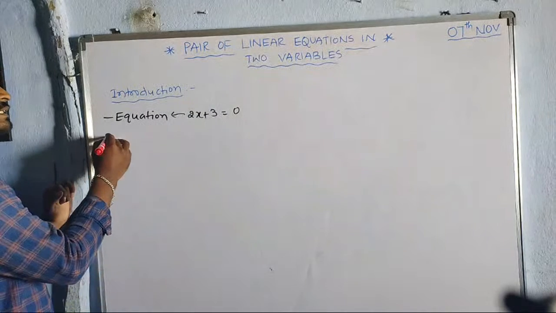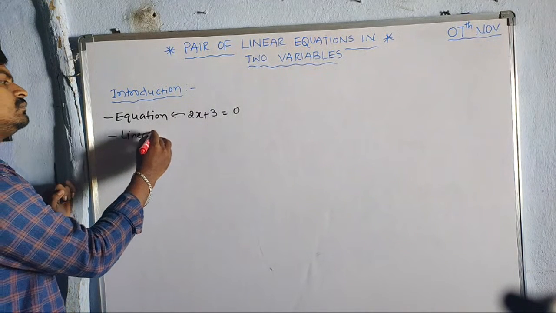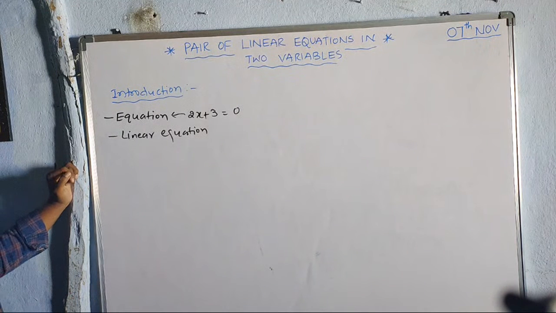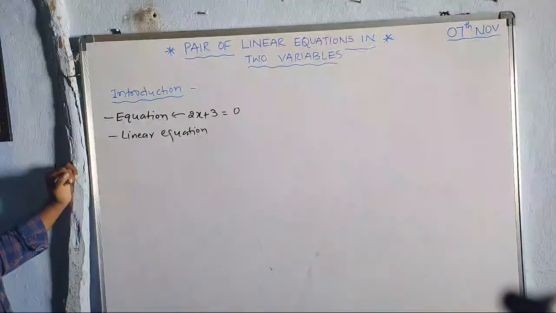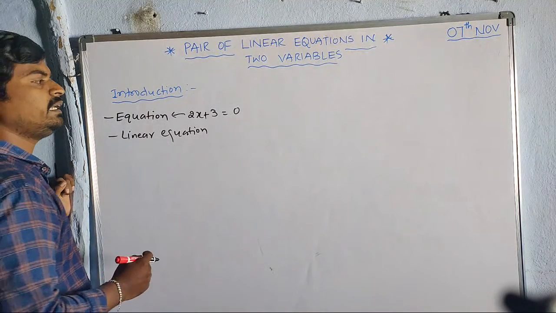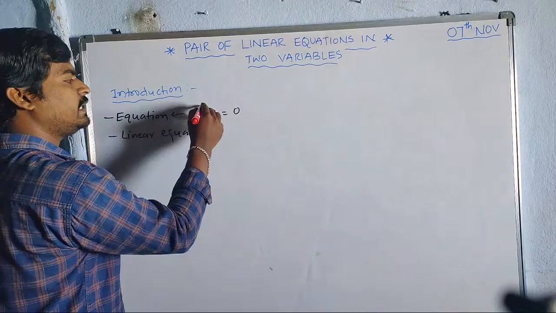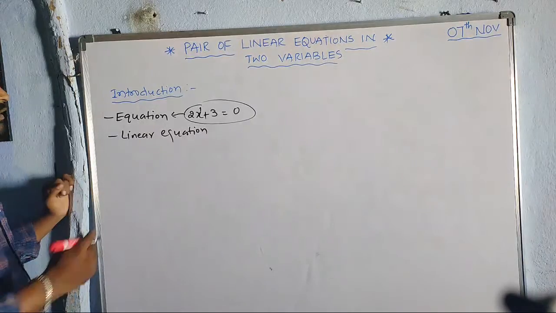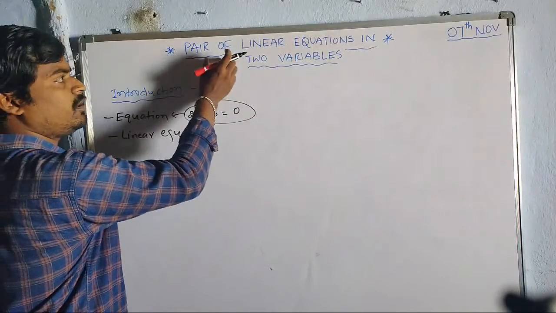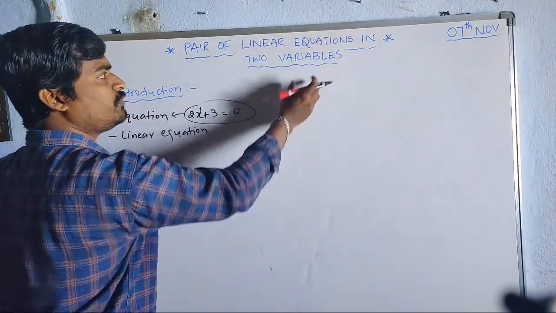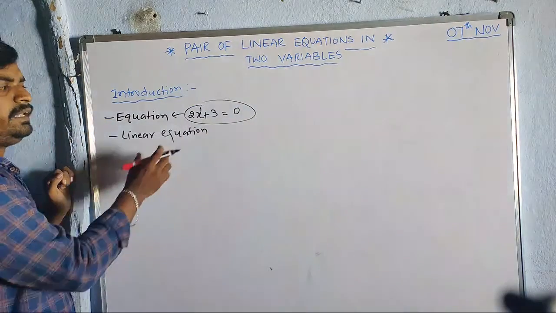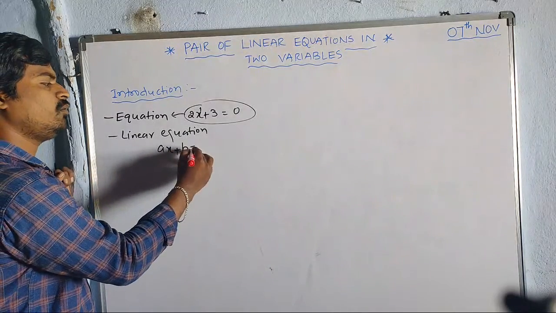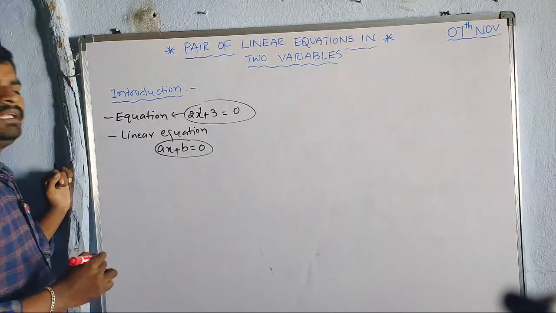Then what is a linear equation? Generally an equation has a degree. If the degree is 1, that is called a linear equation, friends. Okay friends, here the chapter name is pair of linear equations in two variables. So linear equation: the degree is 1, that is called a linear equation. Generally ax plus b equals 0. So it is a linear equation.